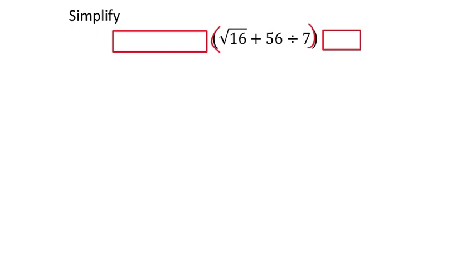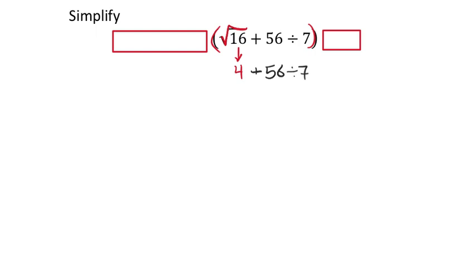Now, on the inside, there is a square root. So we have to start with the square root because it is considered a set of parentheses. Now that's the square root of 16, but the question is, what number times itself is 16? Well, 4. Very good. So now it reads inside 4 plus 56 divided by 7.